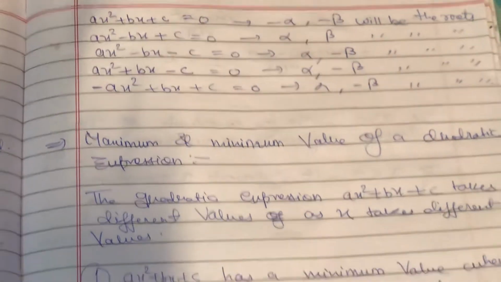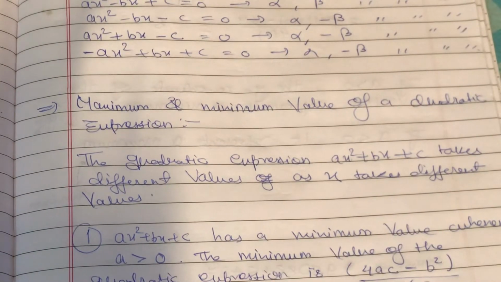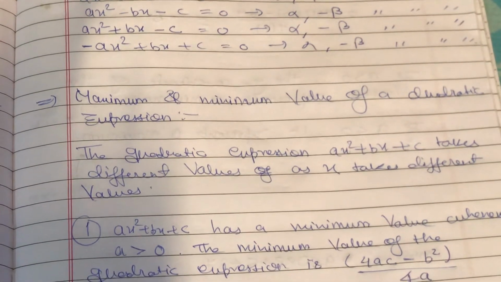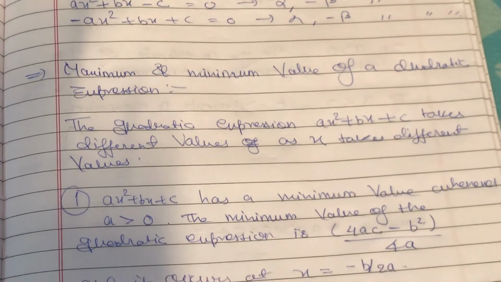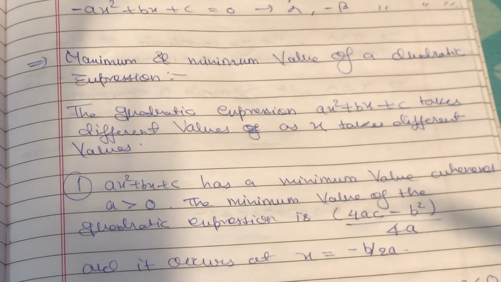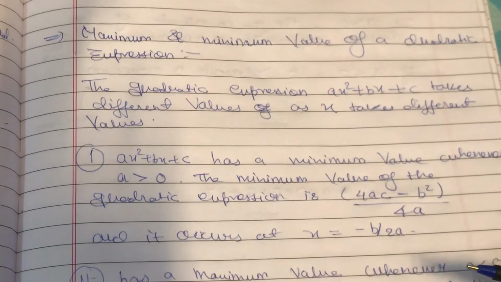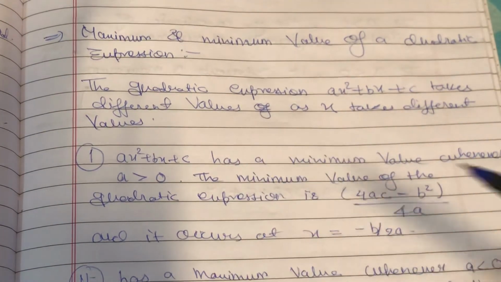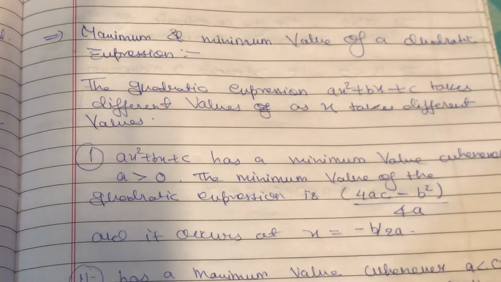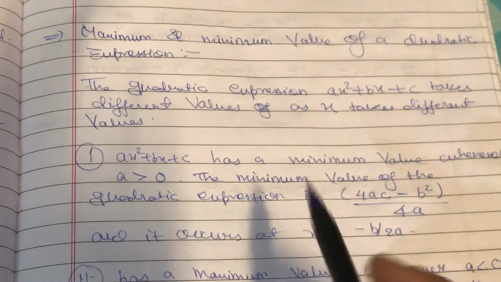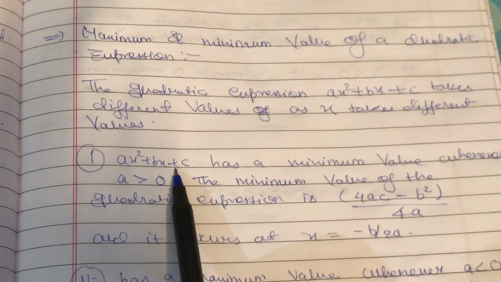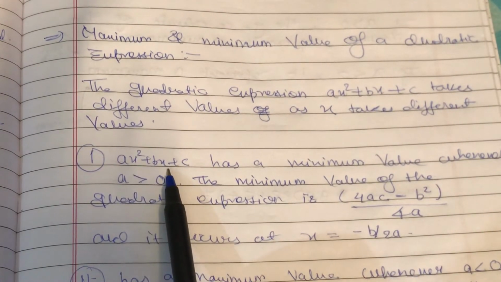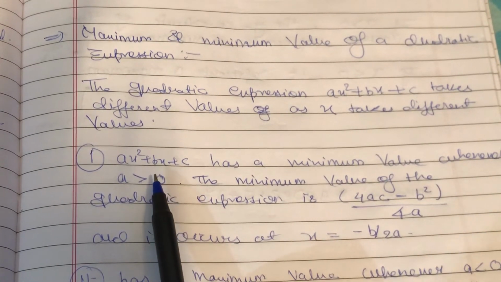Now moving ahead, in addition to this, the maximum and minimum value of a quadratic expression is also not in your CBSE syllabus. This is beyond that, for competitive exams. Now a question might be asked like this: what is the maximum value of a quadratic equation and what is the minimum value? Because the value of x will change, right? Suppose it varies from minus infinity to plus infinity, then definitely the value of the quadratic expression will also change. So what is its maximum value and what is its minimum value?